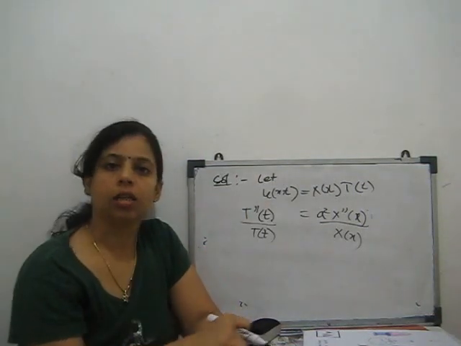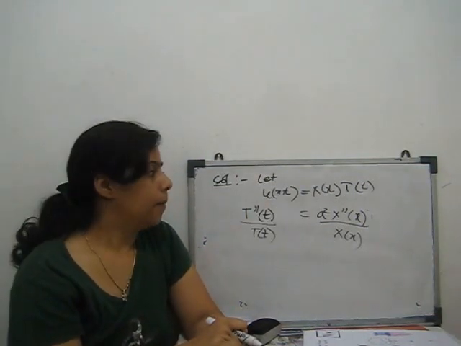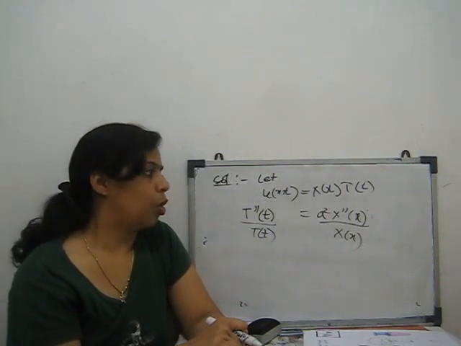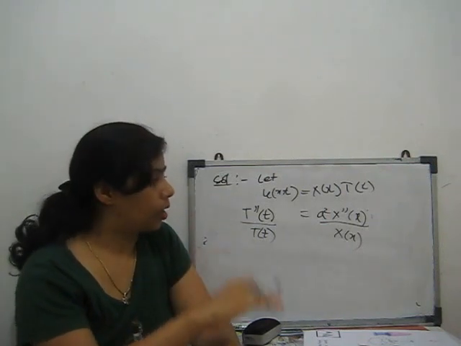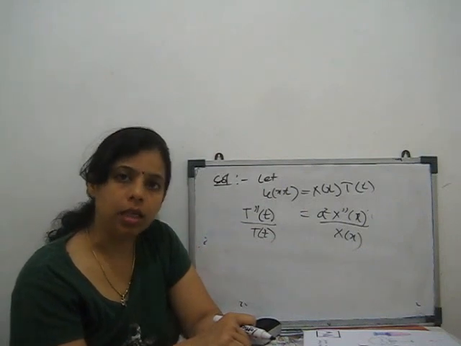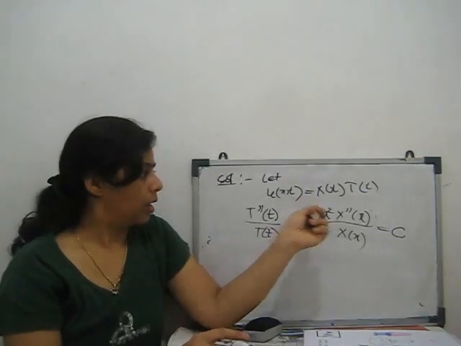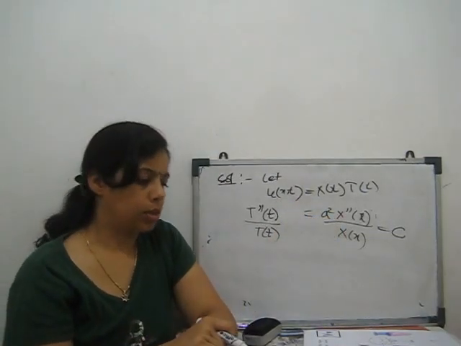Now both are individual functions because x and t are independent variables. So they are equal only when each is equal to one constant. We can say that constant is c. Here a is also a constant.